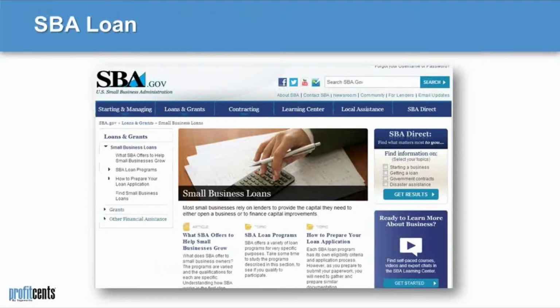So, of course, the first one is the Small Business Administration loans. They back small business loans through local banks and agencies, and they can be used to buy equipment, inventory, furniture, supplies, etc. Really all-purpose type loan there.